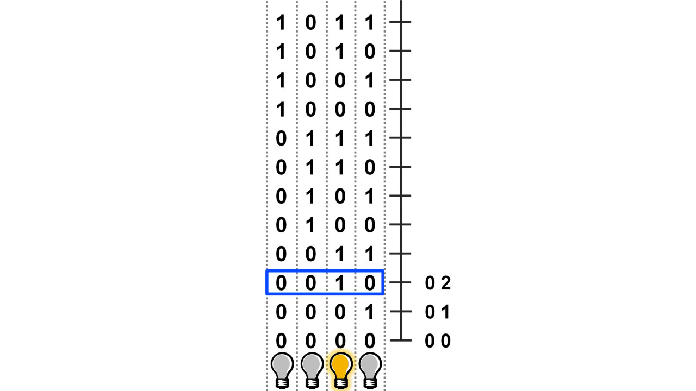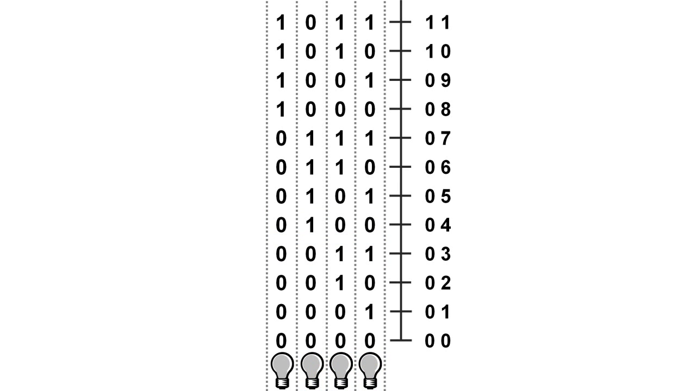Remember, we only have two symbols to use in binary, 1 and 0. This means that we have to count up a little differently than we do when we use decimal numbers. 1 1 is 3 in decimal because it's the third binary number. 1 0 0 is 4, and on and on and on.